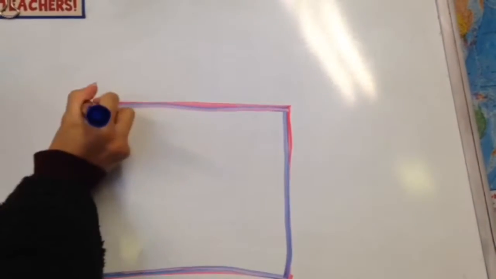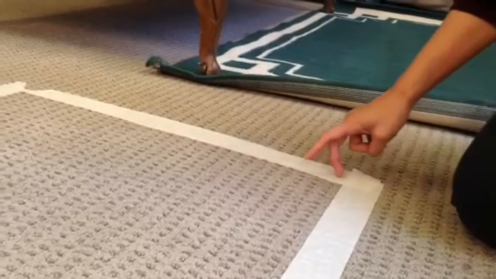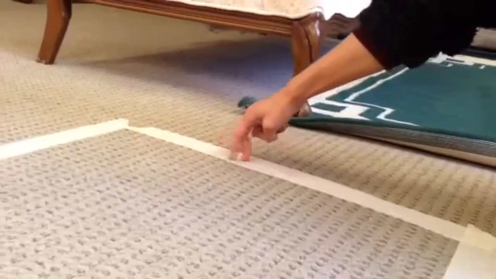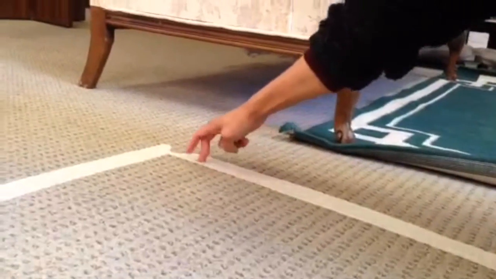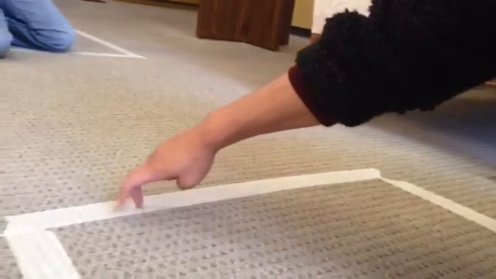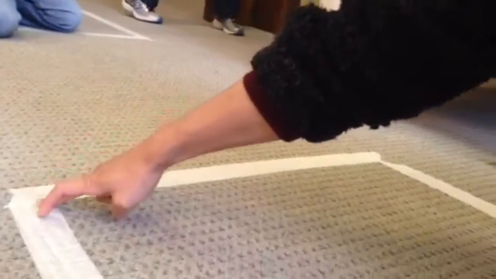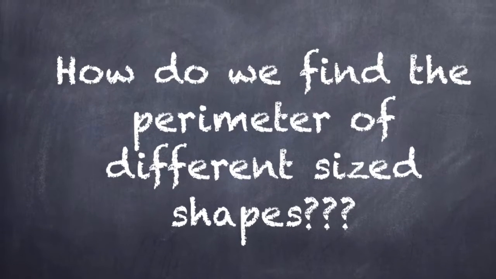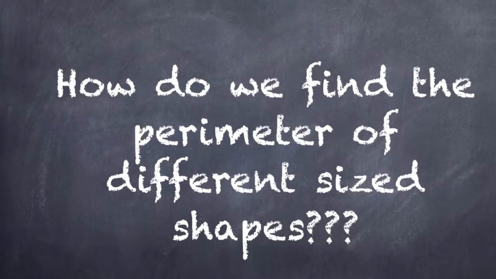Another way to understand perimeter is to imagine you are physically walking along the edge of a shape. Imagine starting at the right-hand corner of a square, then walking all the way around and ending up where you started would be the perimeter. How do we find the perimeter of different sized shapes?